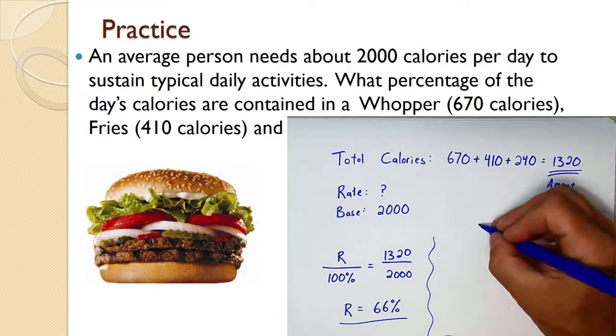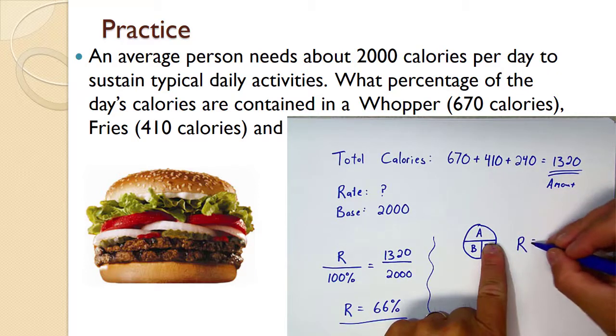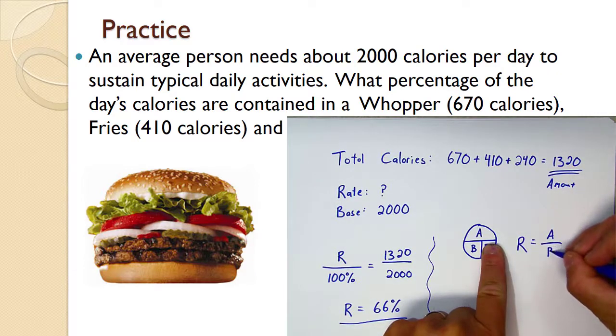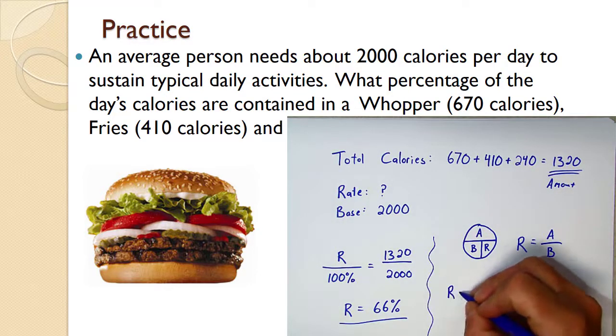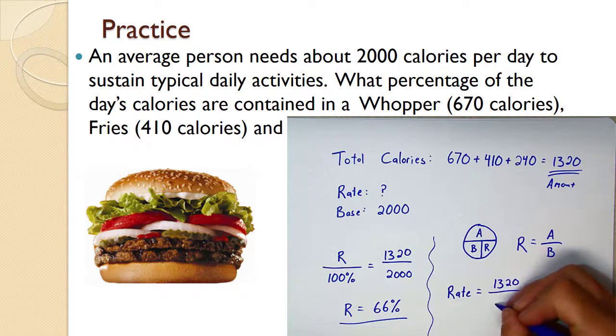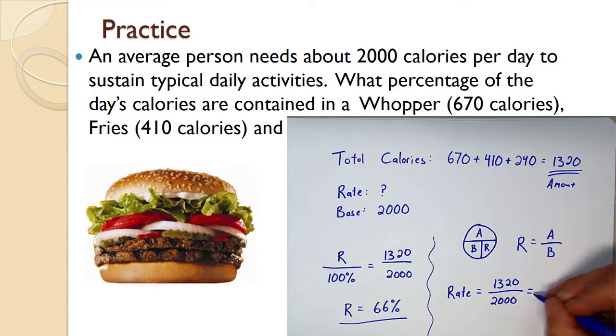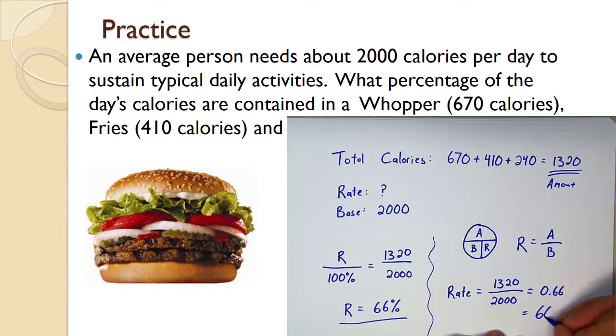If you use the wheel, since we're looking for rate, we would cover that value up. And since A is over B, we would say that rate is amount over the base. And so if the rate is the amount over the base, that means that we're simply going to divide the 1,320 calories we get in this meal by the 2,000 in an entire day. That'll give you 0.66, but remember the wheel always treats the rate as a percentage. You need to recognize then that that is 66%. Of course, we get the same result. So by either of those methods, you should get 66%.